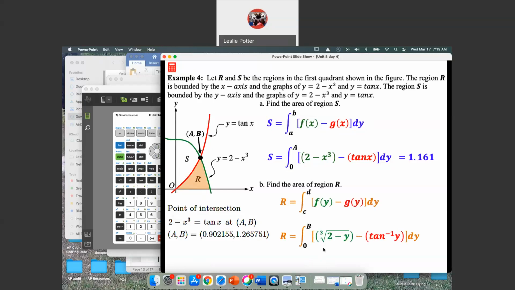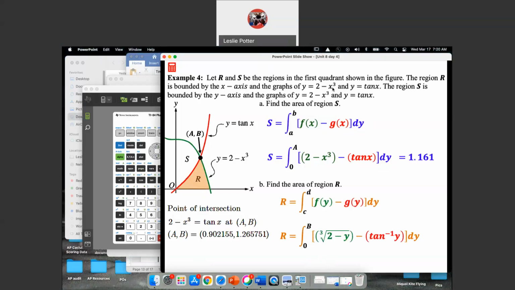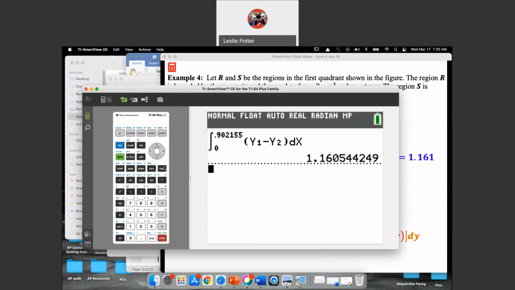And then I've got to solve each of these things for x. So solving this for x involves relocating the y and the x cubed. And so this is the cube root of 2 minus y. And then solving this for x involves taking the inverse tangent. So this is the inverse tangent of y. And now let's go ahead and do that in our calculator.